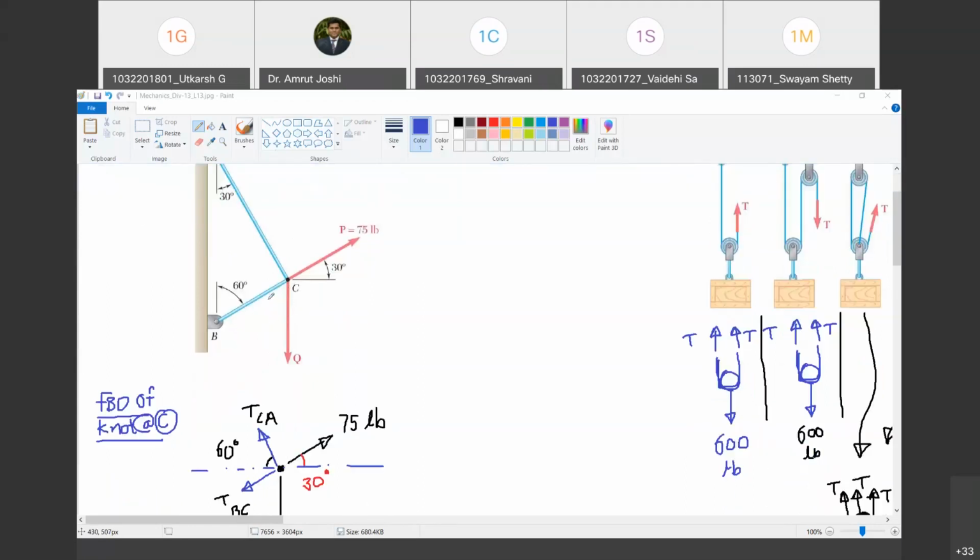And I have to show what these two ropes must have been doing at knot C. The ropes can be subjected to only tension. Ropes cannot take compression. Do you agree with me? Yes, sir. If I try to apply compression to the rope or cable, it is going to crumble. It is not going to take the compressive load. Therefore, ropes can only take tension. So both the ropes must be under tension, and if they are under tension, they must be pulling the knot at C. Do you agree with me?